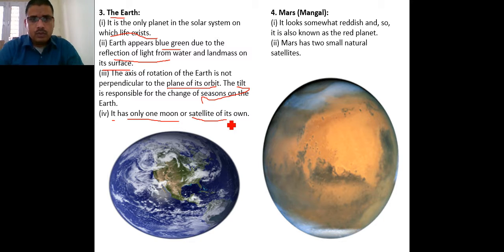Now, in the case of Mars, Mars is known in Hindi as Mangal. It looks somewhat reddish, so it is known as the red planet, and the actual name of this red planet is Mars. Mars has two small natural satellites. There are two moons, or we can say two natural satellites.